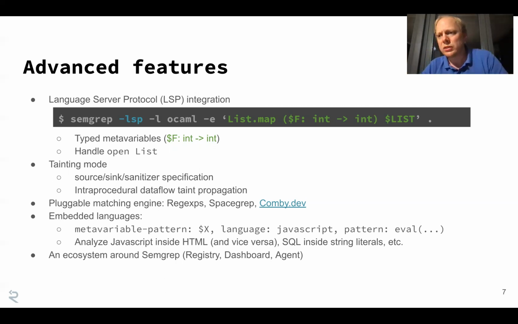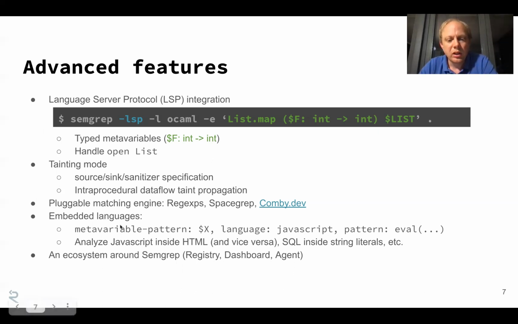Another important feature is tainting mode, where you can specify source, sink, and sanitizer using code patterns and Boolean composition of patterns. Internally, the tool will do an intra-procedural data flow taint propagation. This is especially useful for JavaScript code, for security bugs.